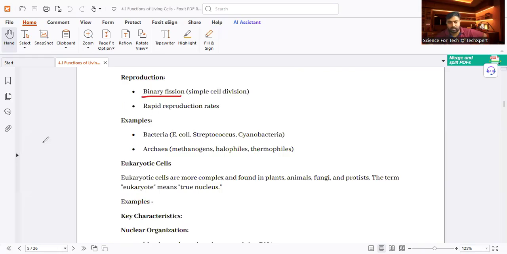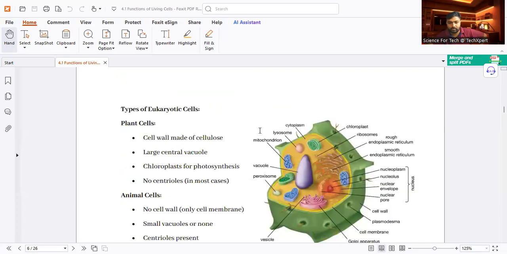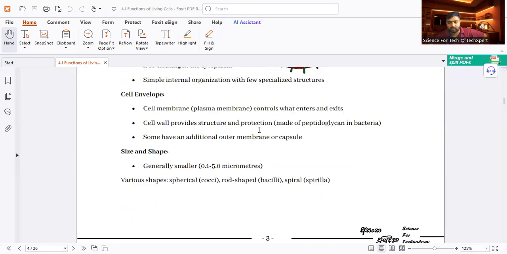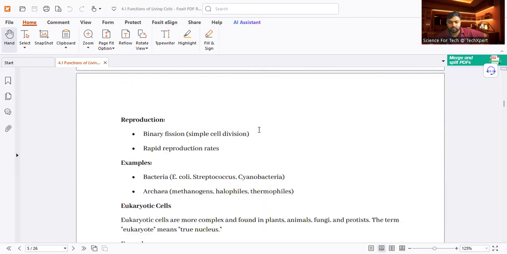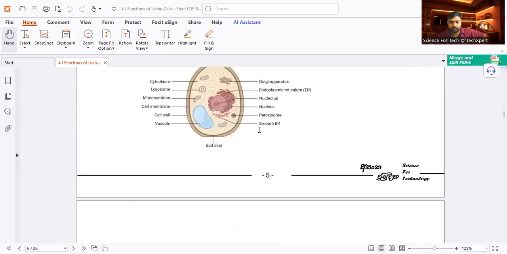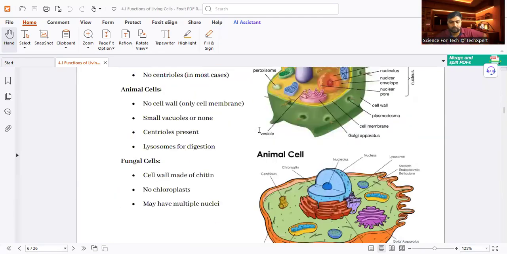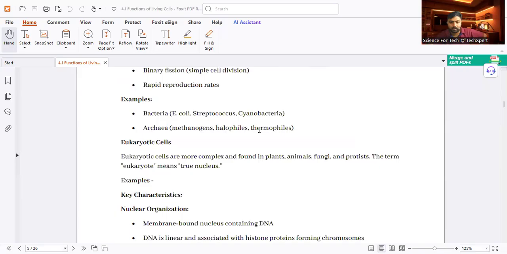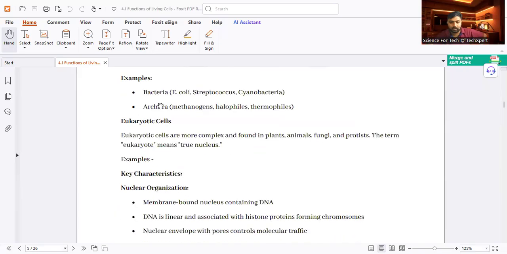Just remember binary fission, and that is quite similar to cell division. Okay. Then examples: bacteria and archaea. Highlight that: bacteria and archaea.